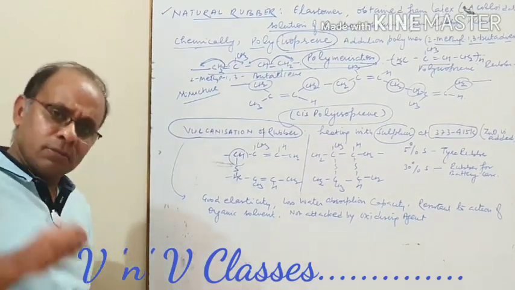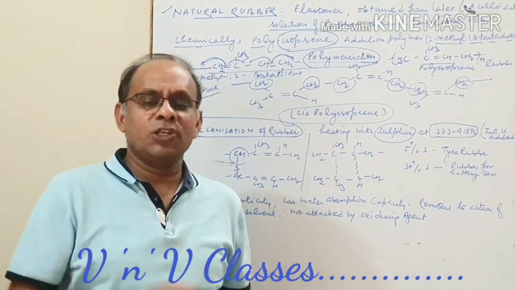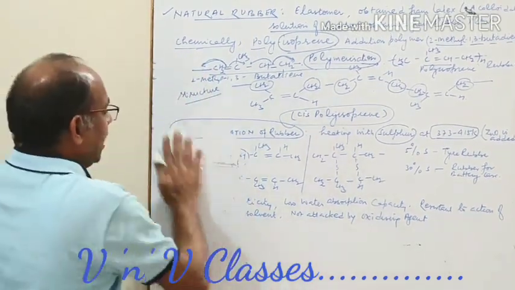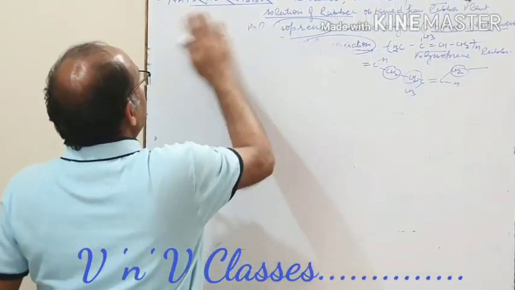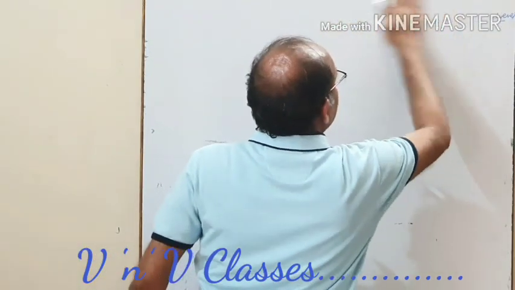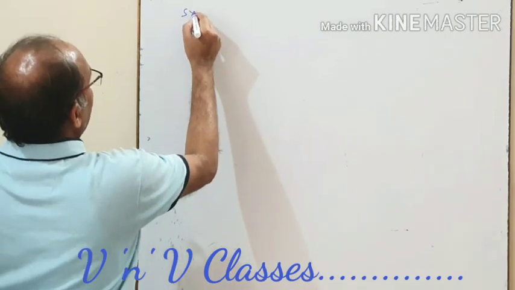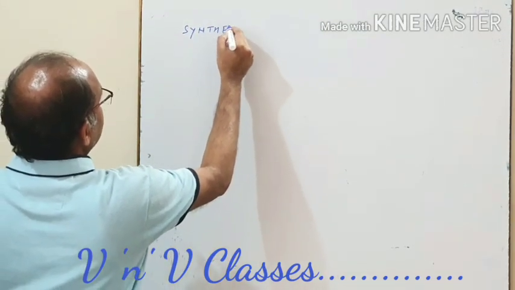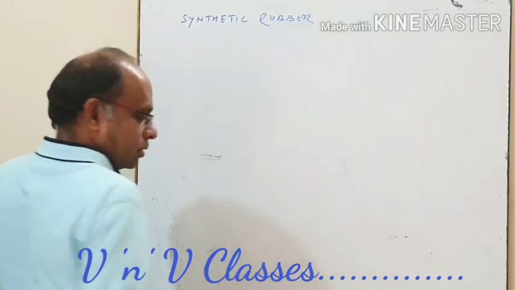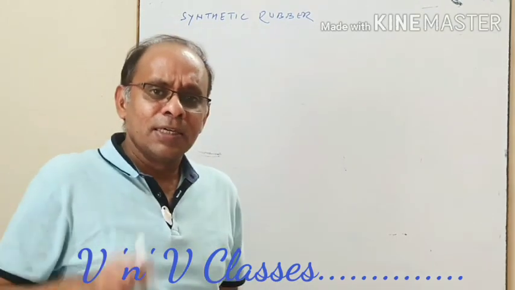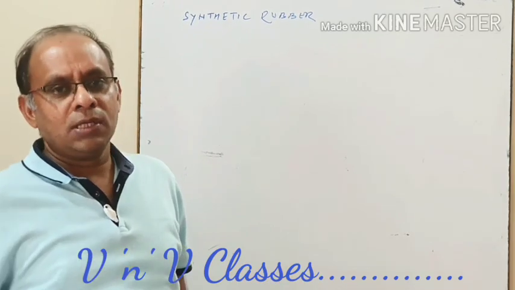So now what next? लगे हाथ, हम आपसे सिंथेटिक रबर को भी डिस्कस कर लेते हैं. This is natural rubber. And when we are talking about synthetic rubber, my dear, we have 3 different types of synthetic rubber to discuss. Now when I say synthetic rubber, it means which are purely synthesized.